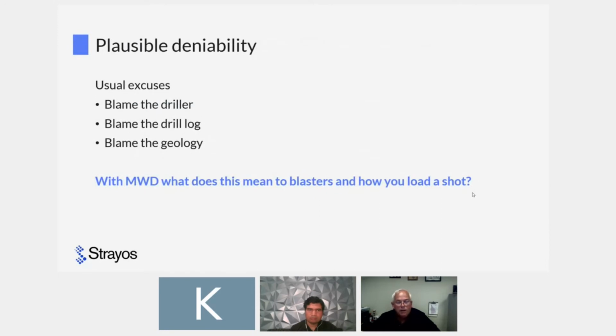Plausible deniability. This is one of the things that we at least run up to as drillers. With an old style paper handwritten drill log, there's plausible deniability that the driller didn't note it or record it on the drill log, or the geology wasn't there, or we didn't see that. With measure while drilling data, it's recording all the time what's going on in the hole.